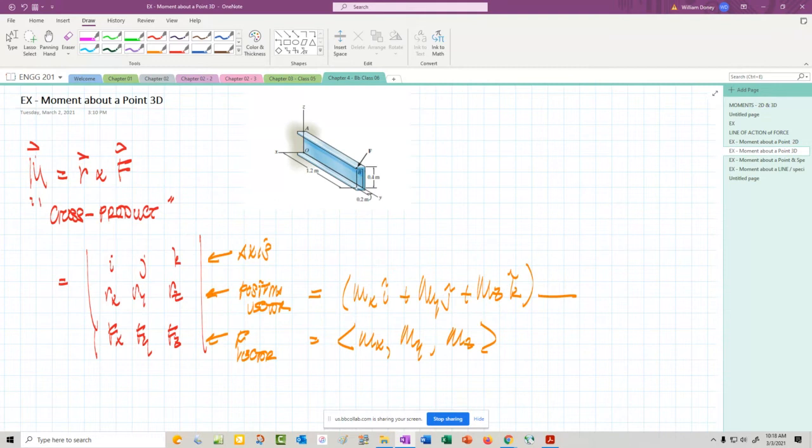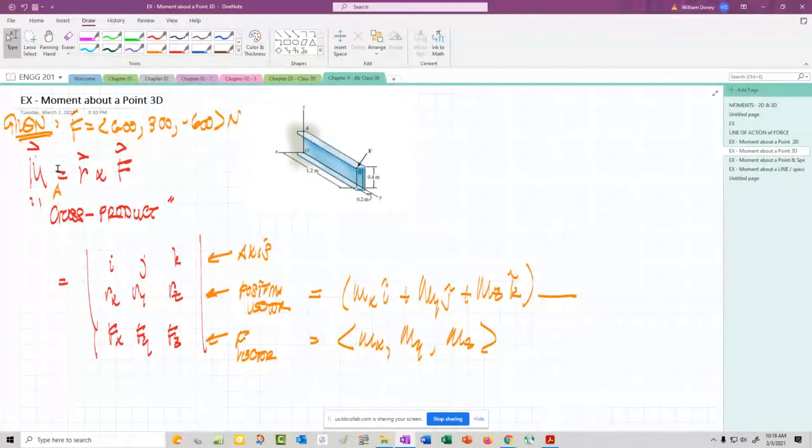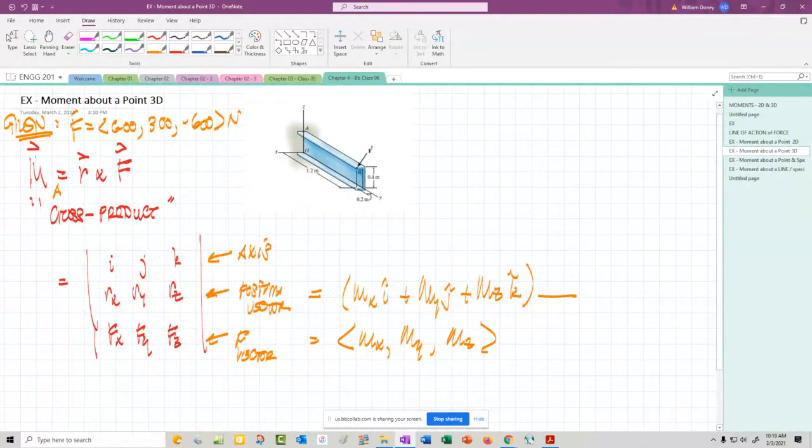All right, so we want to find the moment of the force about A. I'm going to give you the force: 600i, 300j, and minus 600k, and that's in Newtons, so that's given, along with the drawing. Now, is the direction of that force drawn there correct? I would sort of take it as that, but we can't always assume. But it does have a line of action that continues in both directions.